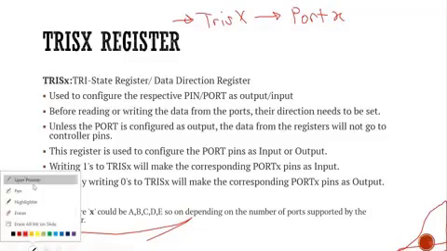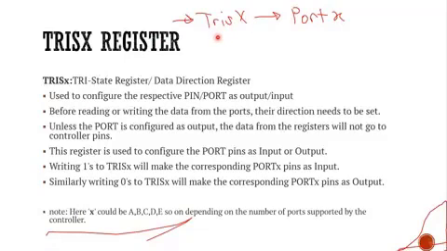You need to set the value of data direction first before you can write any value to port. Okay. So how do we set? By writing. If you want port, let's say port A, to behave as input, this means that we need to write 1 to TRISX.